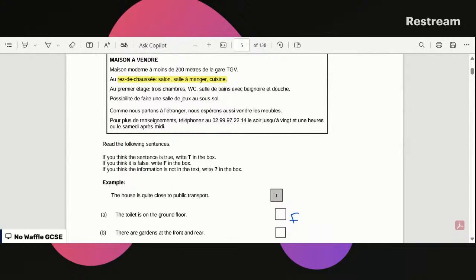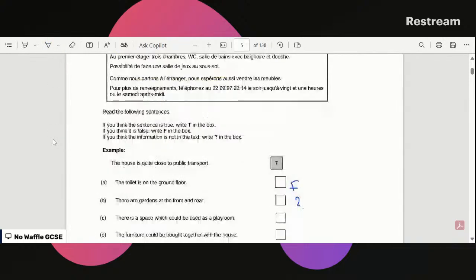Now, it doesn't mention anything about gardens, so in fact, we actually say question mark. Because what is garden in French? Garden is jardin, and you don't see it at all. So it's not even mentioned. Okay, the next one. There is a space which could be used as a playroom.